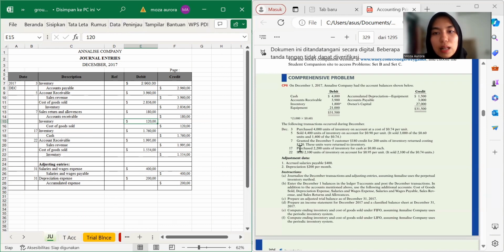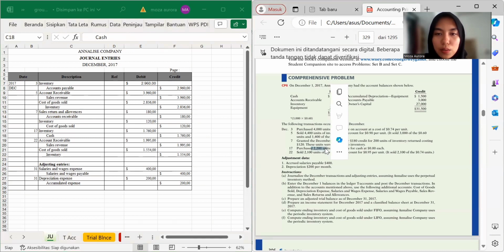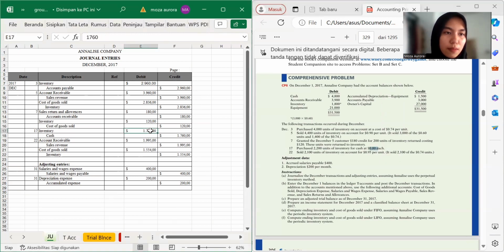On December 17, Analyzed Company purchased 2,200 units of inventory for cash at 80 cents each. To journalize the purchases, we debit the inventory account with a corresponding credit to cash. Here, inventory on debit for $1,760 and cash on credit for $1,760. We get this amount because we multiply 2,200 units with 80 cents, and we get this amount.